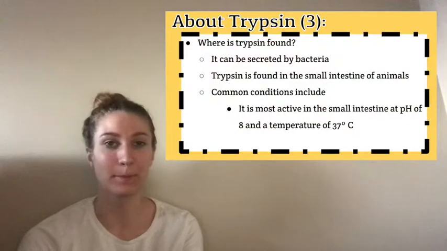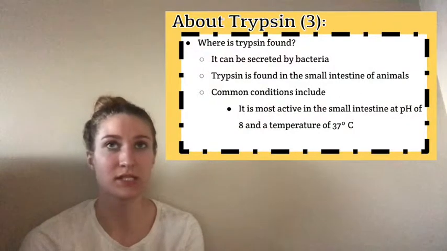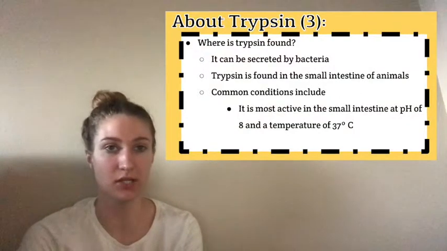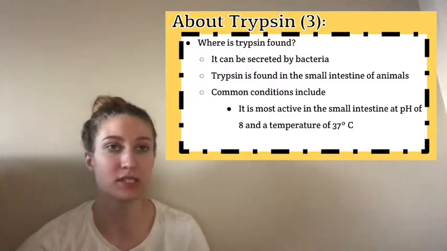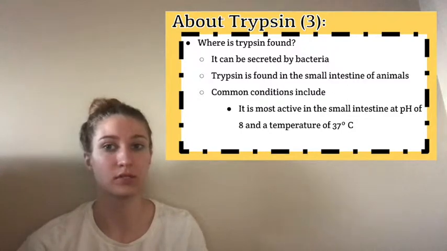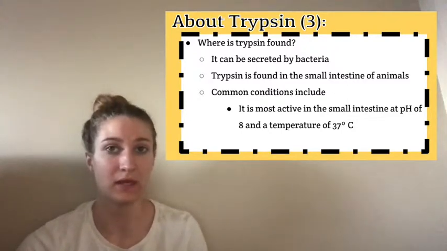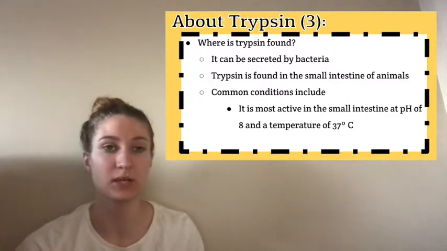Where is trypsin found? Trypsin can be found as it's secreted by bacteria. It is also found in the small intestine of animals, and common conditions that it can be found in includes being active at a pH of 8 in the small intestine, as well as a temperature of 37 degrees Celsius. Moving on to our study.